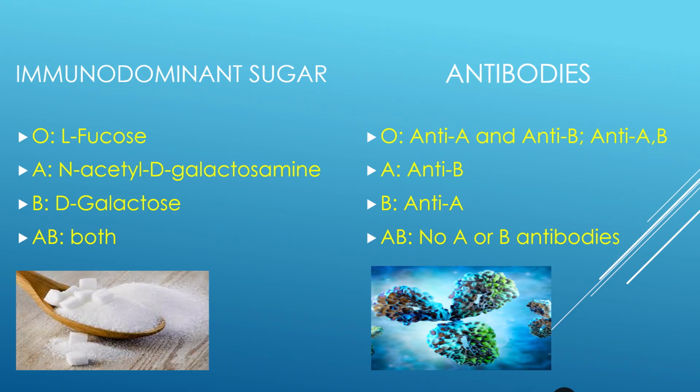The difference with the type O antibodies: the anti-A and anti-B are both IgM, but the anti-A,B is an IgG antibody. This is the only ABO antibody that can cross the placenta and can harm the fetus. So if you have a type O mother and, say, a type A baby, it's the most common and least severe form of hemolytic disease of the fetus and newborn. So usually the baby is okay.